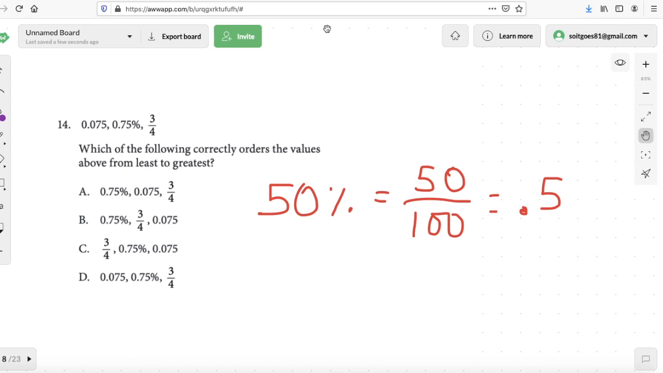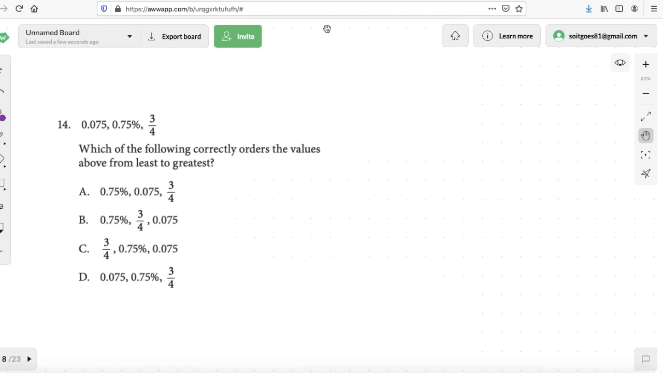Yes. Okay. All right. So I think to start this, before we start ordering these values from least to greatest, I think we have to talk about what 0.75% means. What does 0.75% mean? And notice it's not 75%, it's 0.75%. So what does 0.75% mean? 75 out of 100? 75% is 75 over 100.